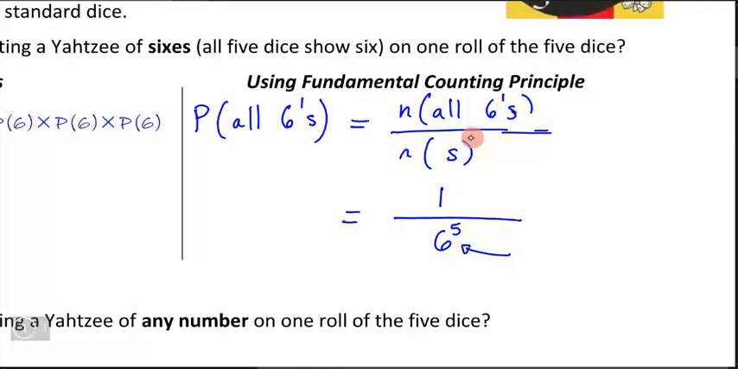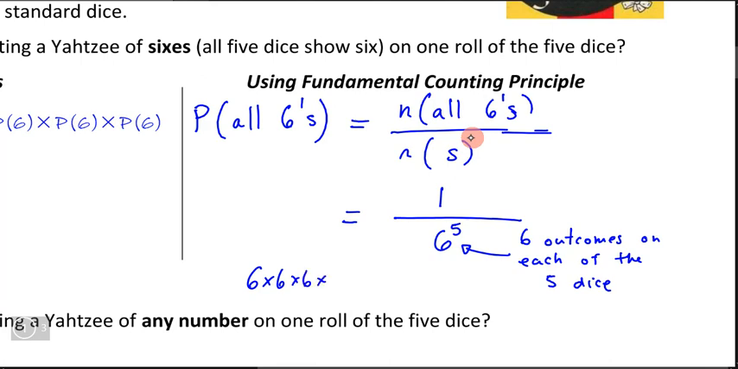So this number represents 6 outcomes on each of the 5 dice. You may be more familiar with when I showed you it was 6 times 6 times 6 times 6 times 6. Each dice represented the number of outcomes for each, so 6 for each dice, and then multiply them all. The number on top, that 1, only represents the one and only way to get 5 6s.